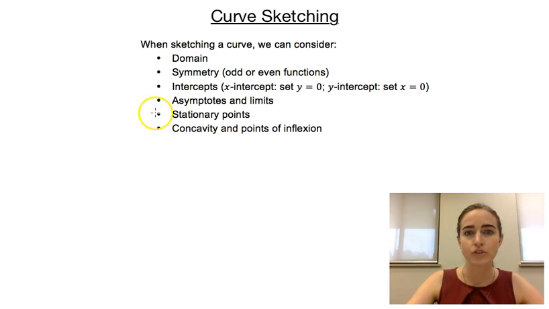But now that we've started looking at derivatives and how they relate to curves, we've also got these 2 points here. So we can look for stationary points of a curve, and we can look at the concavity of the curve and whether there's any points of inflection. So let's have a look at how we can use those in an example.